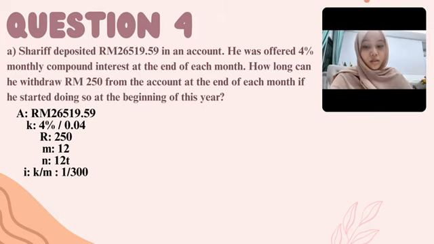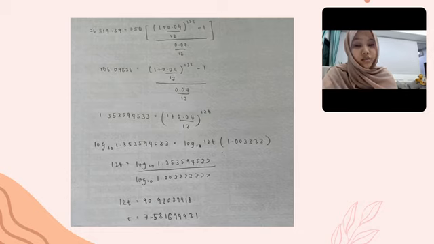A is 26,590 ringgit 59 cents. K is 4%, which is 0.04. R is 250 ringgit. M is 12. N is 12T. I is K over M, which is 1 over 300. So 26,590.59 equals 250 times open bracket 1 plus 0.04 over 12, to the power of 12T, minus 1, divided by 0.04 over 12.